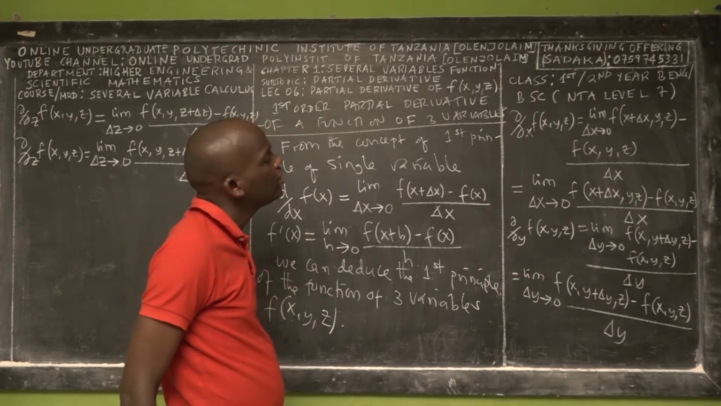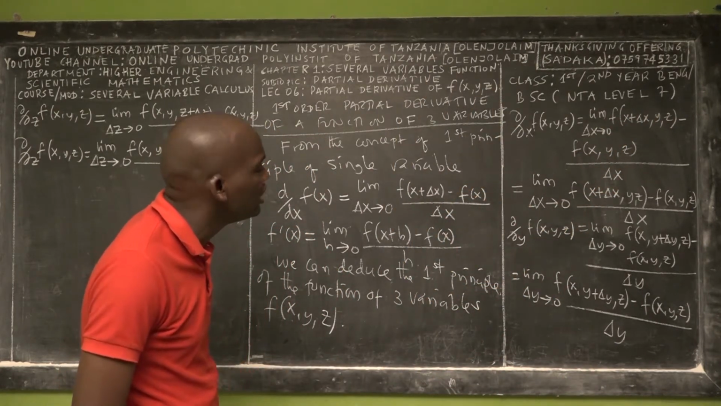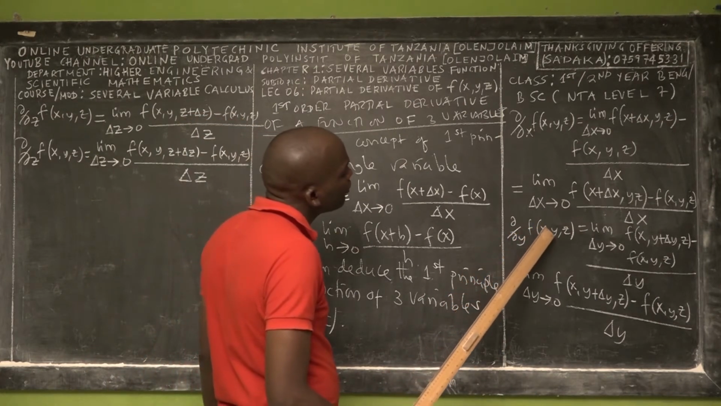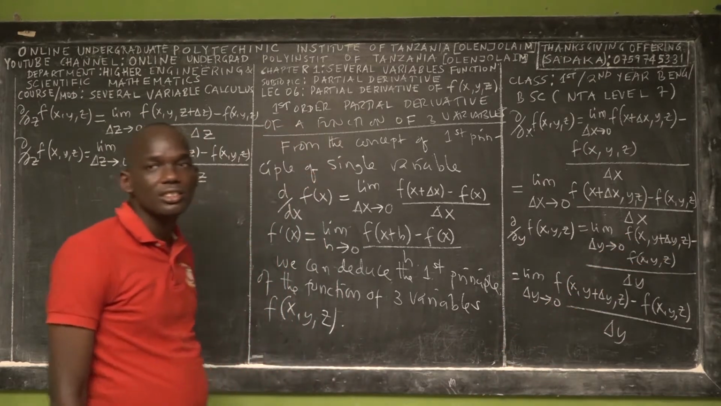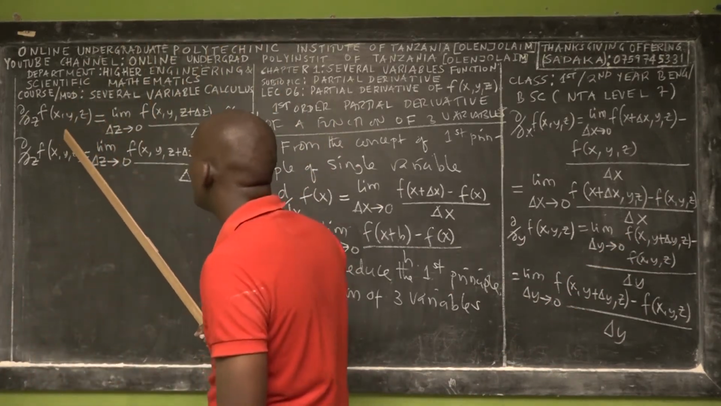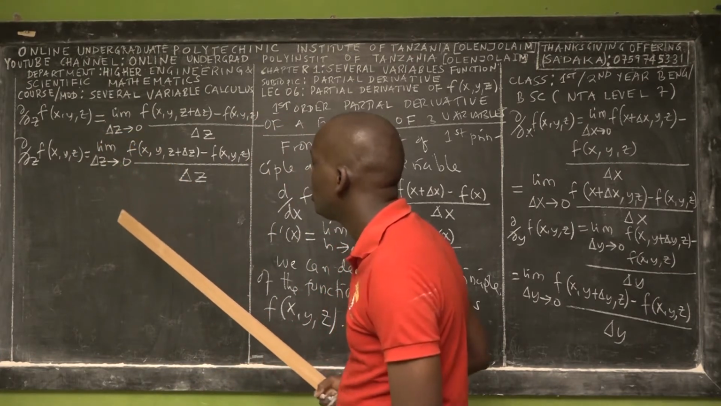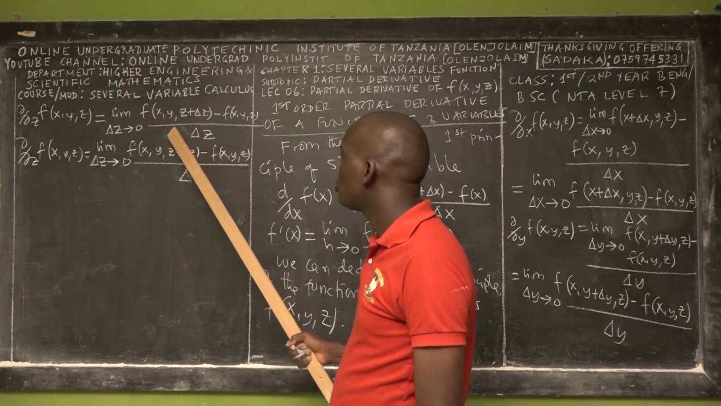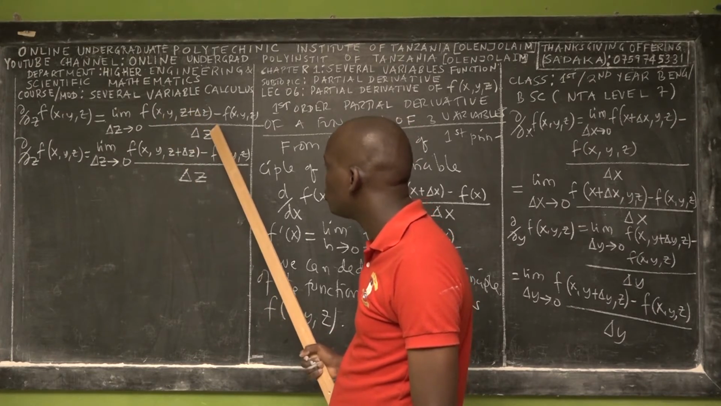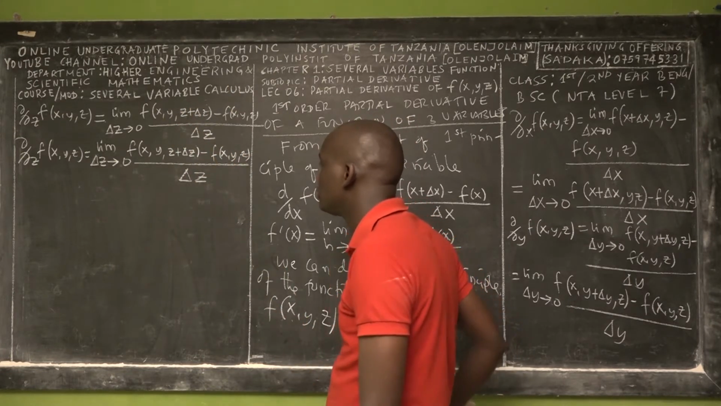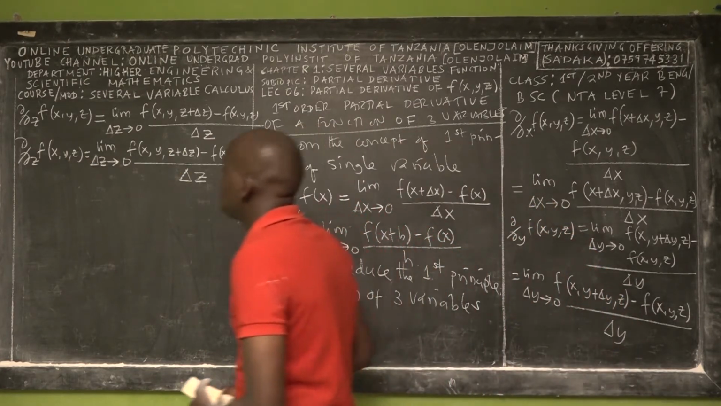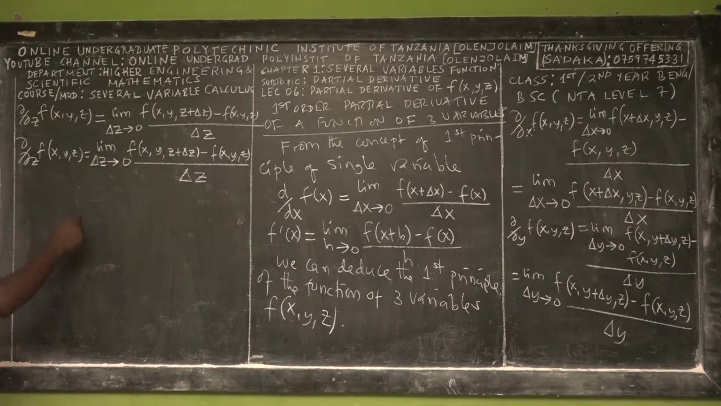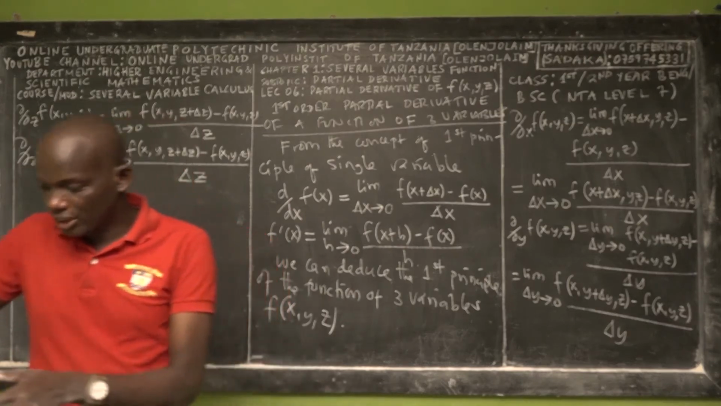So we have changed only what we have considered as a small change in x. Here we differentiated the function f of x, y, z with respect to y, and x and z have been kept constant. And here we have differentiated the function f of x, y, z with respect to z, and x and y have been kept constant. So this is the process that we have to do as mathematicians. Now let me give you some examples.